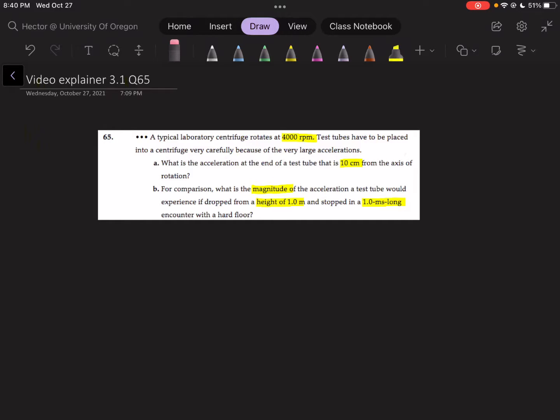And B, for comparison, what is the magnitude of the acceleration a test tube would experience if dropped from a height of 1 meter and stopped in a 1 millisecond long encounter with a hard floor?